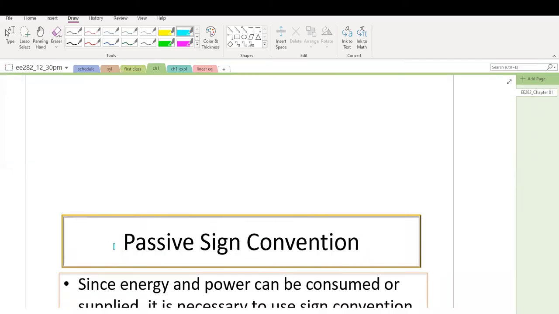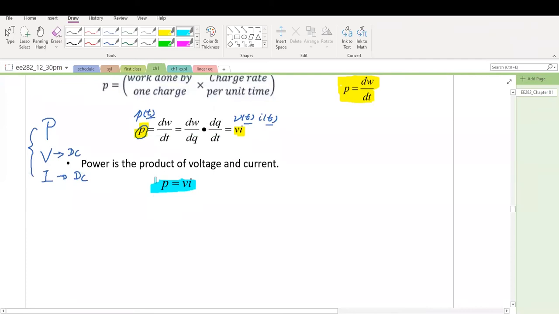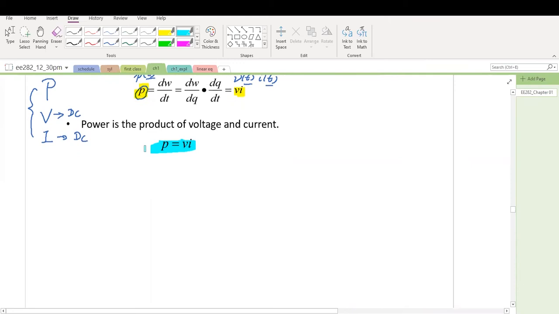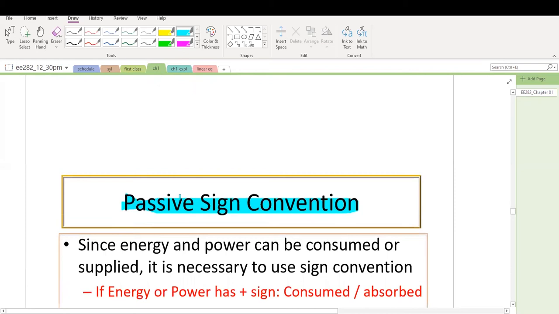In this video, we talk about the passive sign convention. Let's review the power. We know power equals the voltage multiplied by the current. Remember that there is a positive sign here. This relationship actually has another piece of hidden information that hasn't been released yet. What is that? That is the passive sign convention.